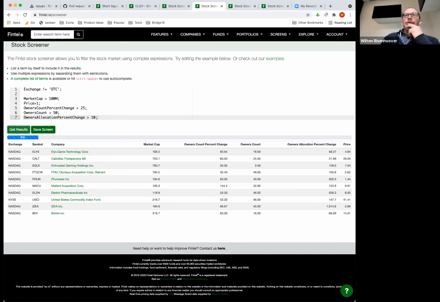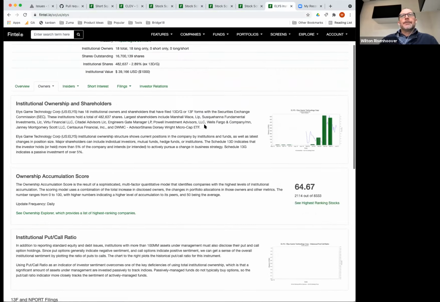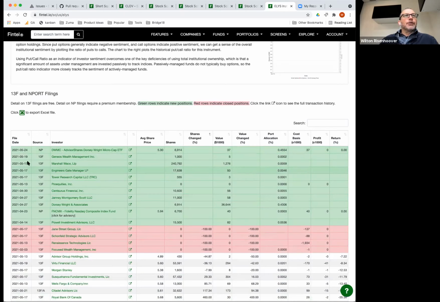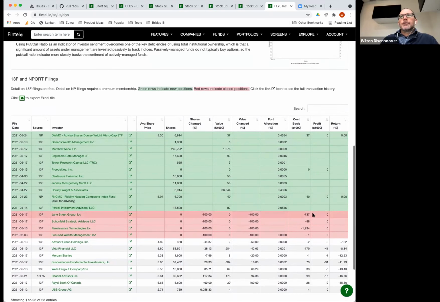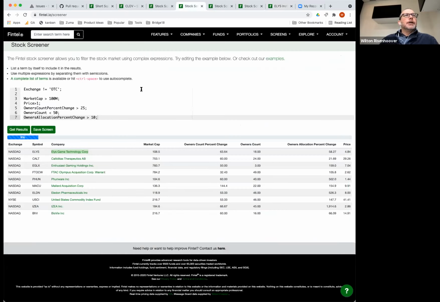So is there any way to list new owners? Look, the stock screener is going to give you a list of companies. It's not going to give you a list of owners. If you have a company that you like, for example, Eli's Game Technology Corp., and you click on open link in new tab, and you go to the ownership page here, I'm going to go to institutional owners. The question is, any way to list new owners? All of the new owners are in green here. If I sort this by shares changed, all of these green guys are new owners. But you're not going to get the screener to do that. The screener is going to show you a list of companies. It's not going to show you a list of owners.